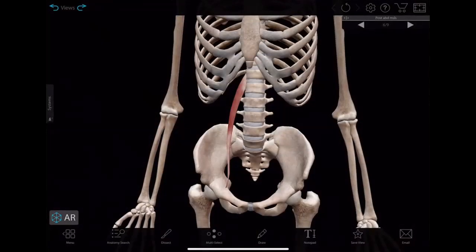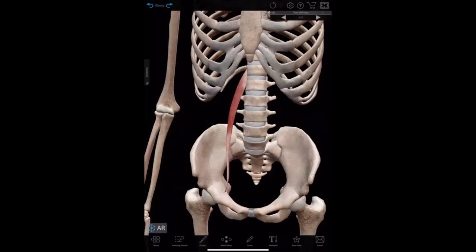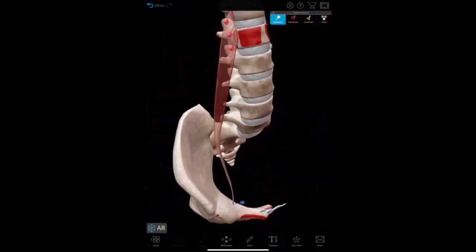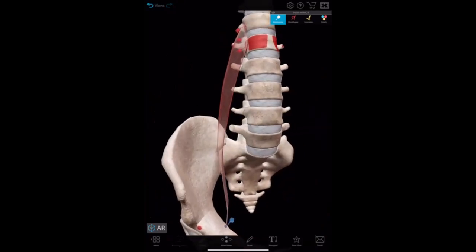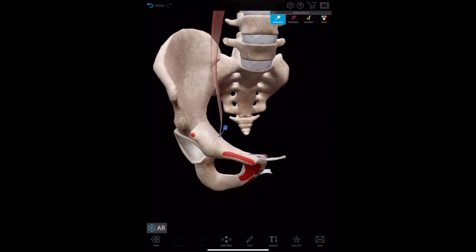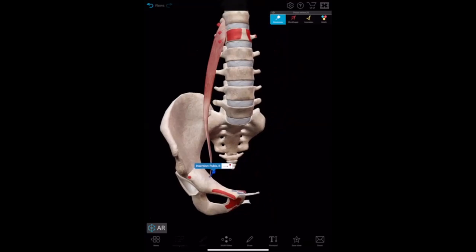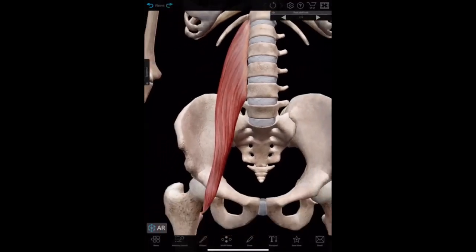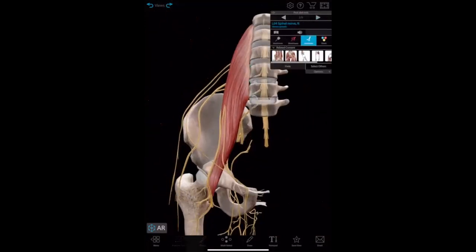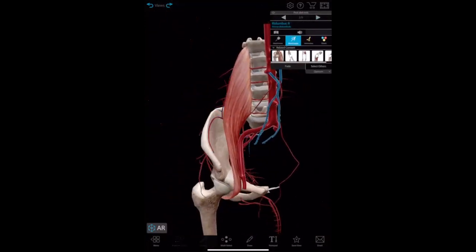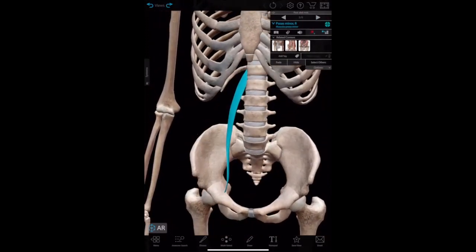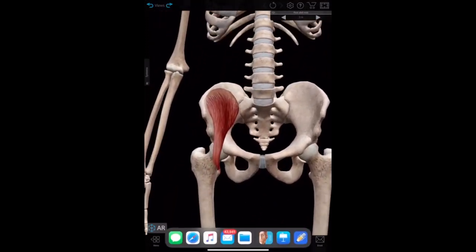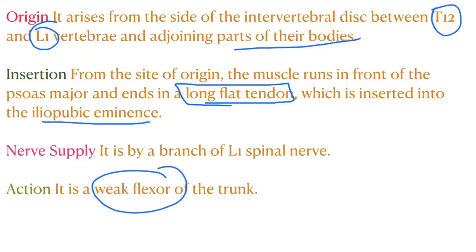You will see that if you select this structure. You see, that is the origin, okay? And the insertion is here, the iliopubic eminence. See, that is the origin and insertion. That is about psoas minor.